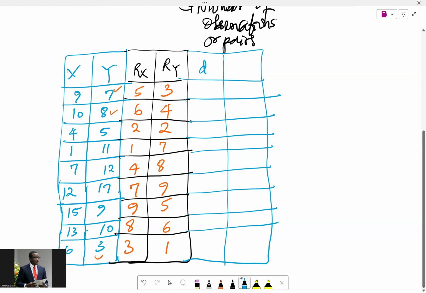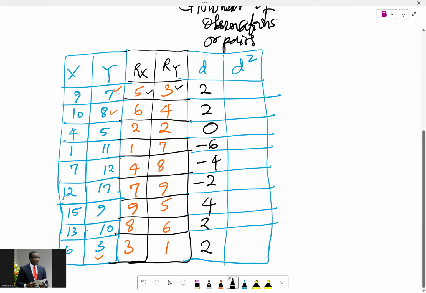So we need d squared. d is simply the difference between the ranks. For this, 5 minus 3 is 2. 6 minus 4 is another 2. 2 minus 2 is 0. 1 minus 7 is minus 6. 4 minus 8 is minus 4. 7 minus 9 is minus 2. 9 minus 5 is 4. 8 minus 6 is 2. 3 minus 1 is 2.